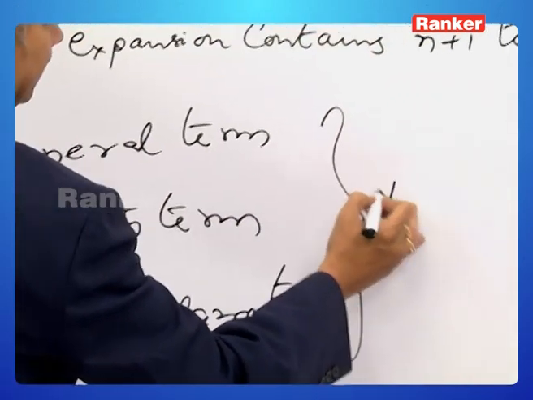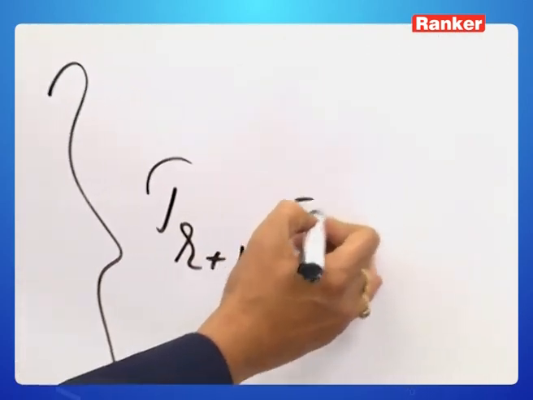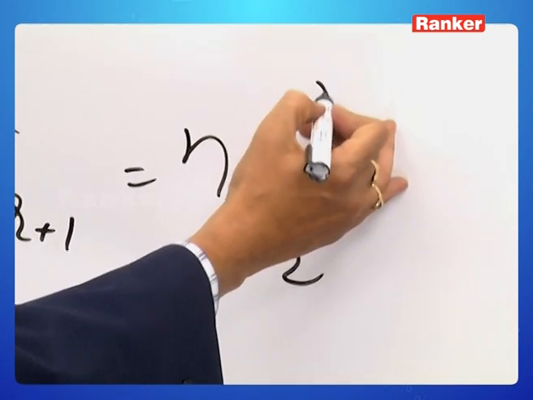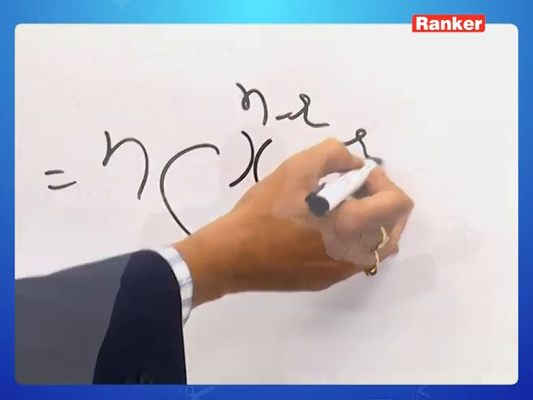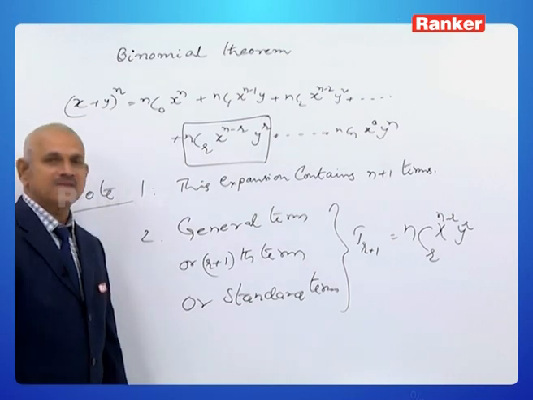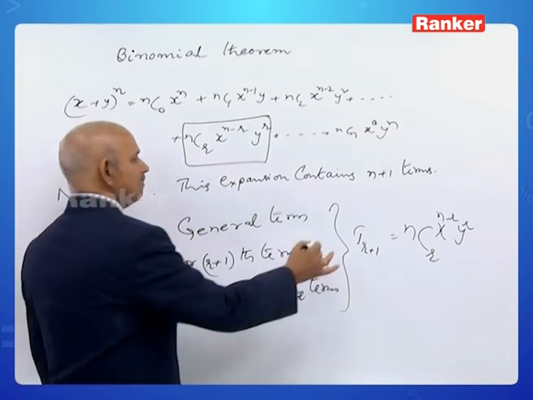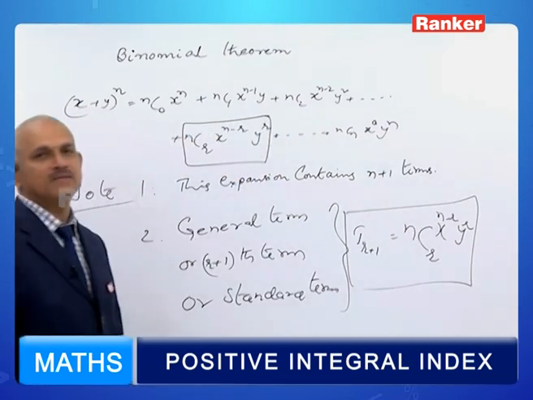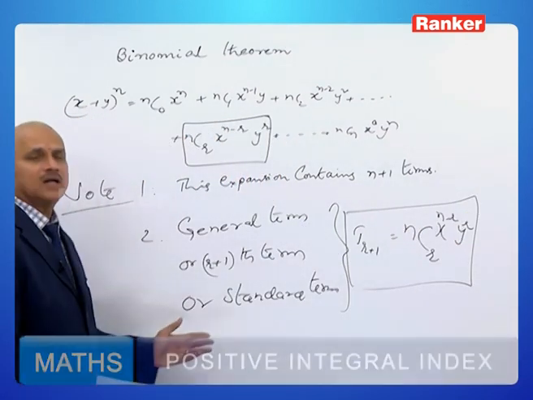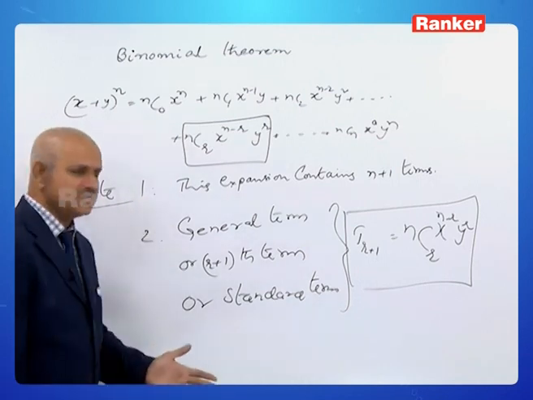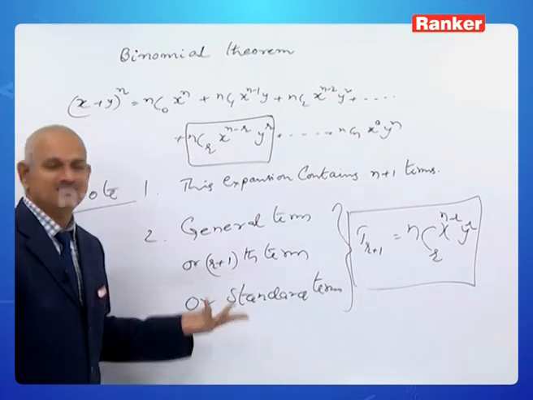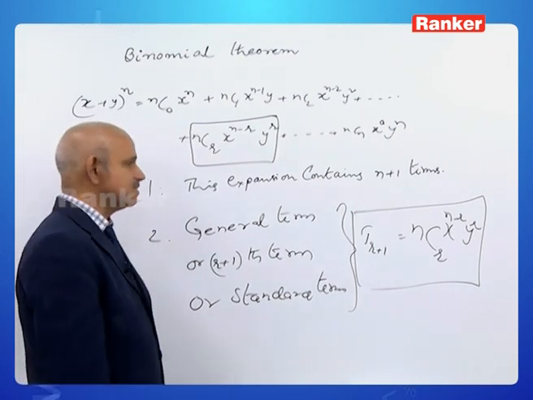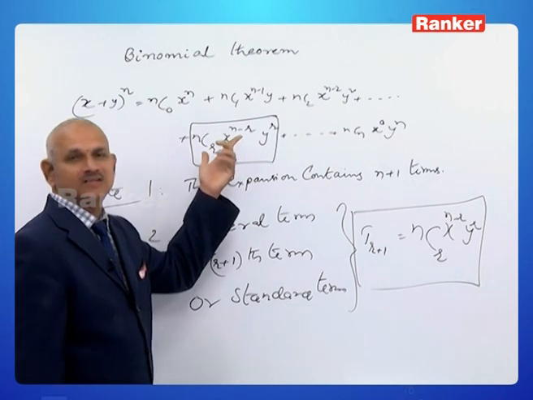It is given to be T(r plus 1) equals nCr into x to the power of n minus r into y to the power of r. This is called either the general term, or the (r plus 1)th term, or the standard term. This is the most standard or general term in the expansion.